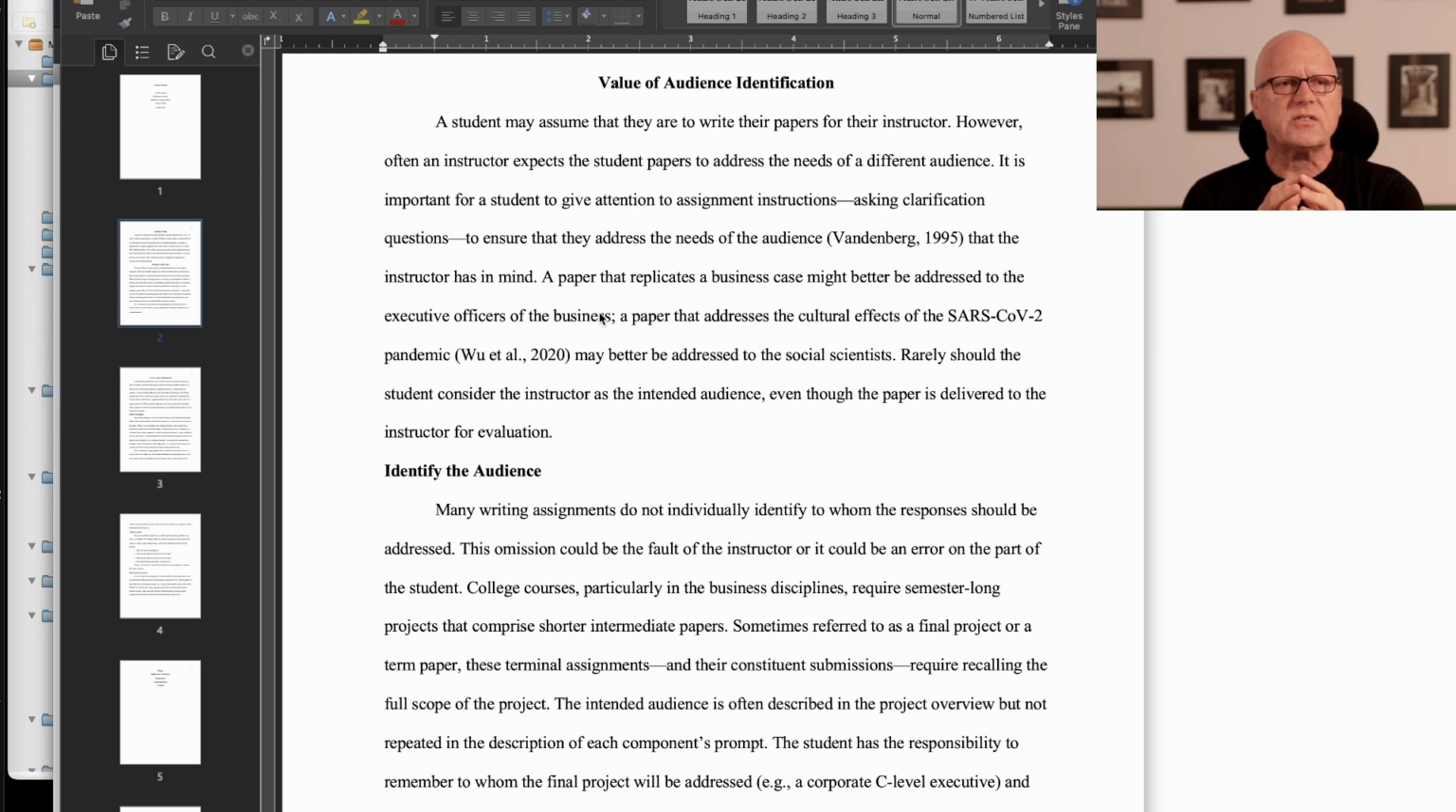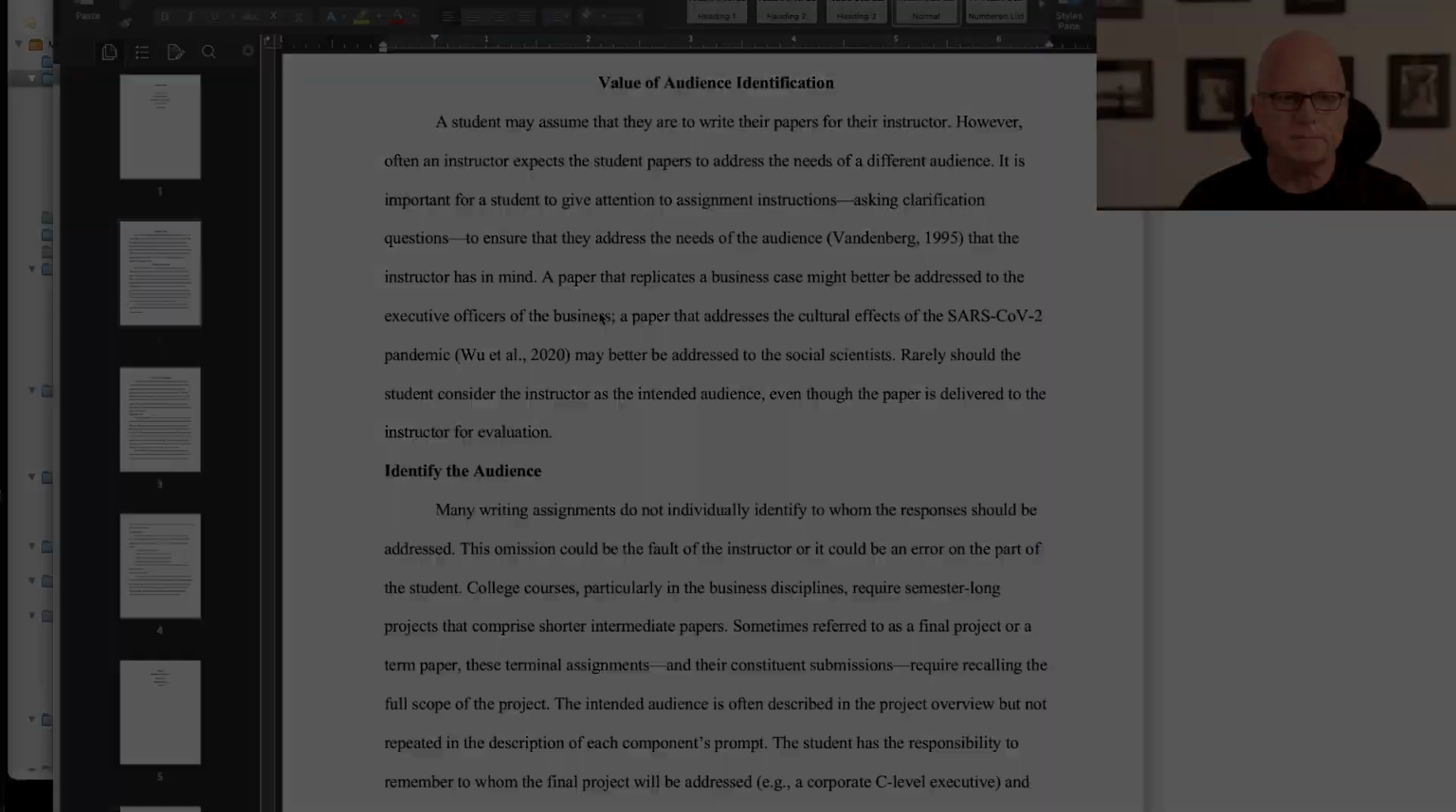In that case, the audience could be another social scientist. And when the instructor grades the paper, the instructor puts on the hat of being a social scientist to judge whether or not they are persuaded by the arguments presented in the student's paper.